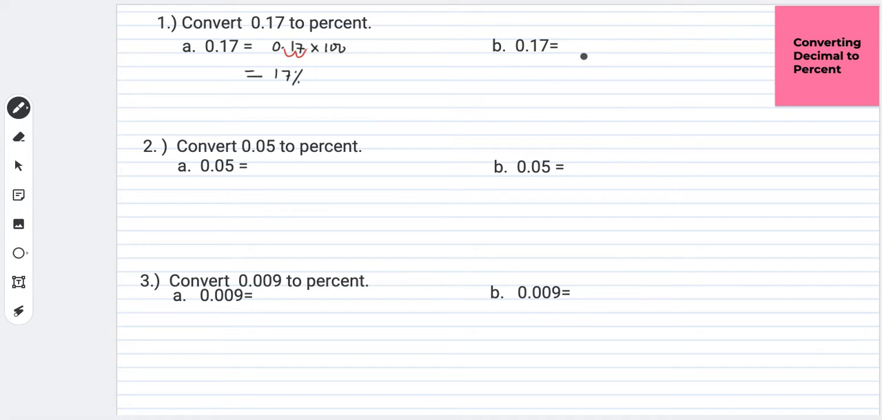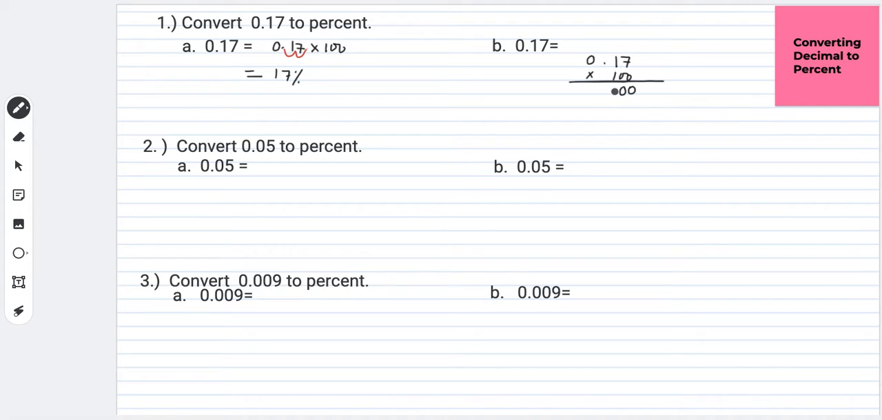Now we have another strategy in letter B. We just copy again the number 0.17 and multiply this one by 100 using the long method of multiplication. We are going to assume here that we are multiplying whole numbers. That is 17 times 100, and in multiplying 17 by 100, we just count the number of zeros: 1, 2. So we have to copy the number of zeros that are in 100.